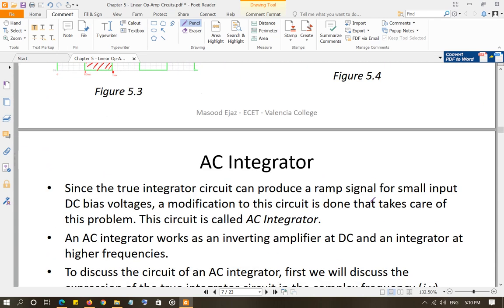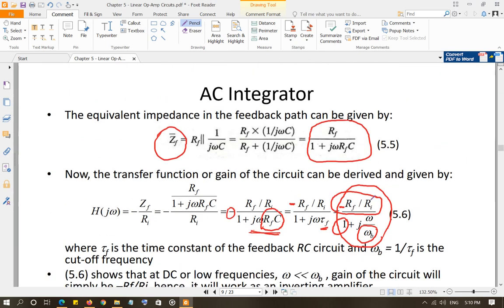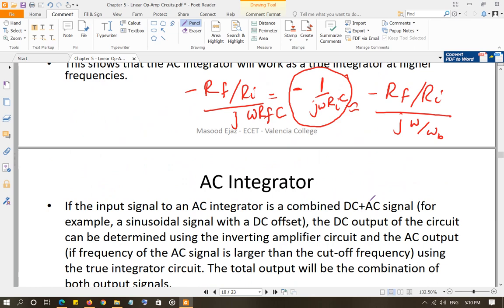So let's move on and see. This is what we are discussing over here. Let's see, AC integrator, this. Okay.